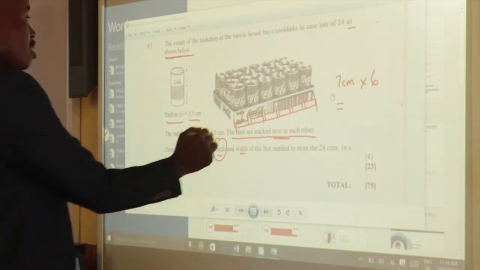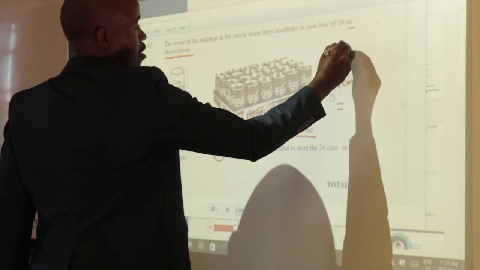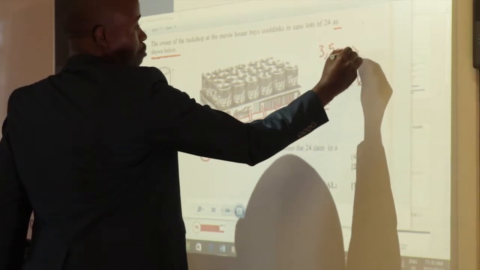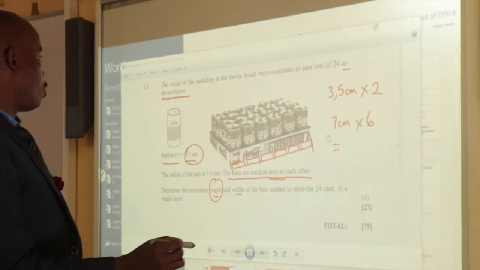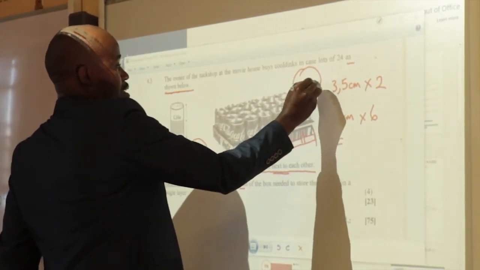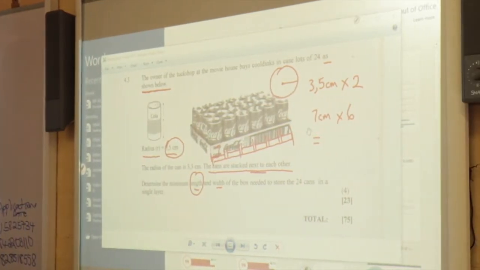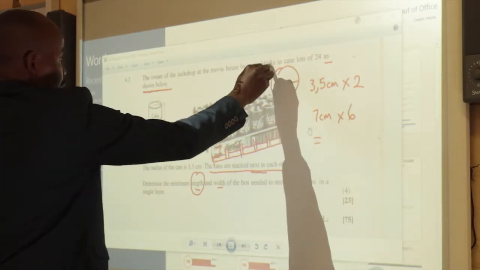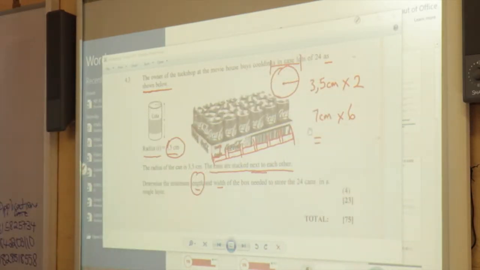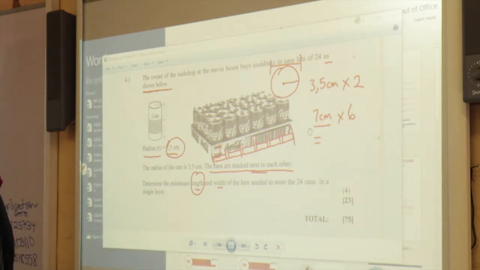So the first thing is converting the radius to a diameter, 3,5 centimeters times 2. Right, obviously we may revisit this with your learners. The radius takes half of the circle. Right, so we need the full can. The full length of the can means the diameter of the can. So that's why we need a diameter of 7 centimeters. Then multiply it by 6, then the learner will have the minimum length.